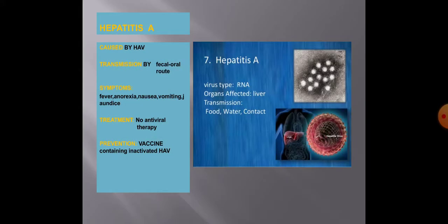Hepatitis A is caused by the HAV virus, and it is transmitted by the fecal oral route. Symptoms include fever, anorexia, nausea, vomiting, and jaundice. As for treatment, no antiviral therapy is available, but prevention may be done through a vaccine which contains inactivated virus. Observation of proper hygiene is also very important.